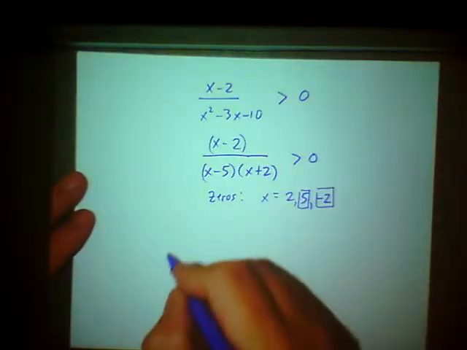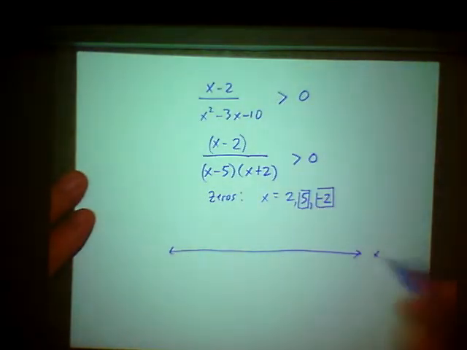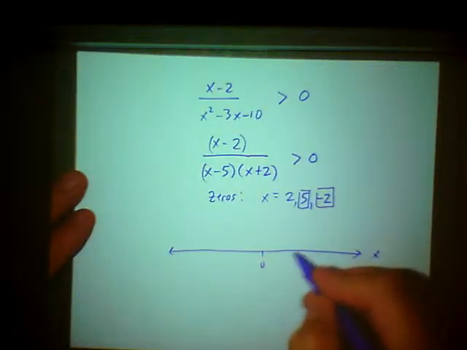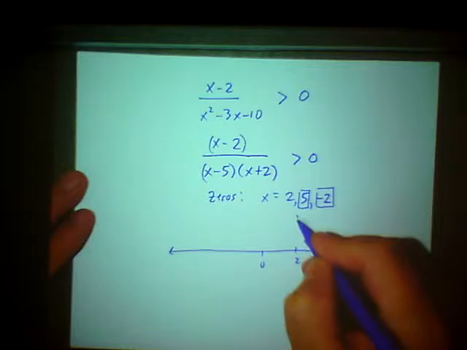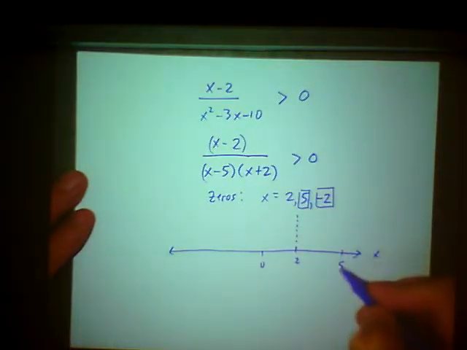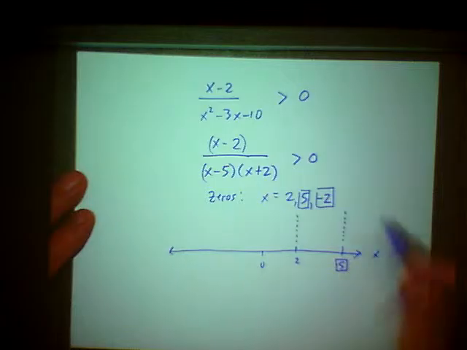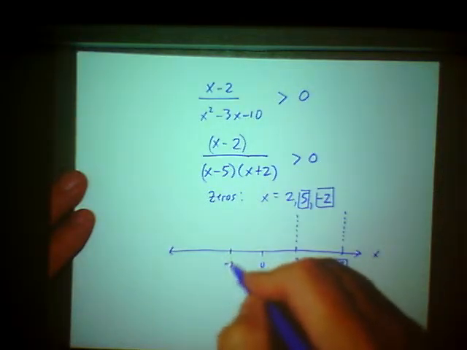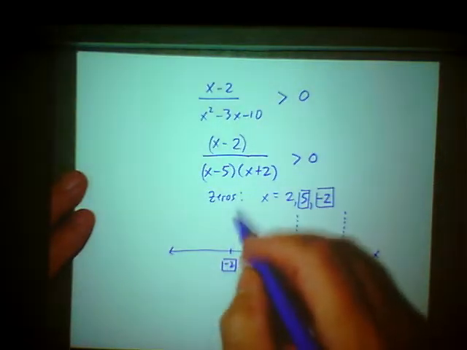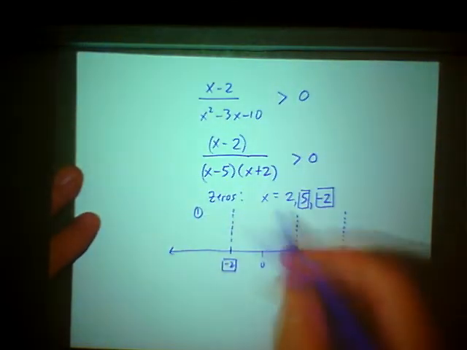So now we'll do our graph. So I'm looking at values of x of 2 for one of my boundaries, 5, and once again I'm going to put the square around the 5 since that 0 came from the denominator, and then negative 2, and I'll put that box around this. So now I'm going to have, looks like 4 regions.